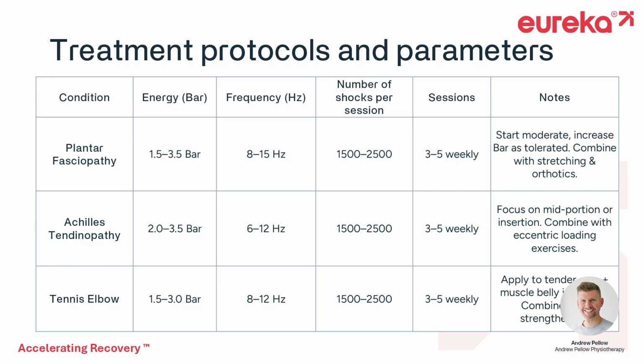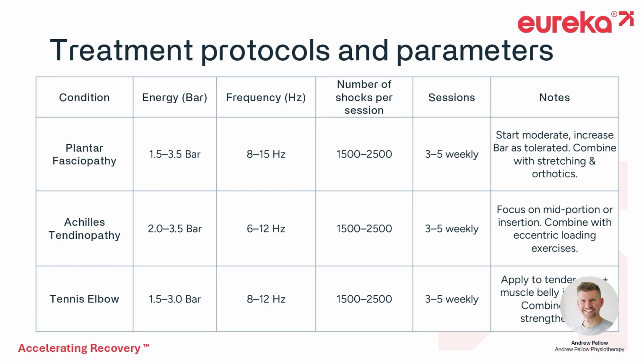Achilles tendinopathy. Use 2.0 to 3.5 bar and 6 to 12 Hz for 1500 to 2500 shocks, with 3 to 5 treatment sessions spread apart weekly. Focus on mid-portion or insertion and combine with eccentric loading exercises and heavy slow resistance.